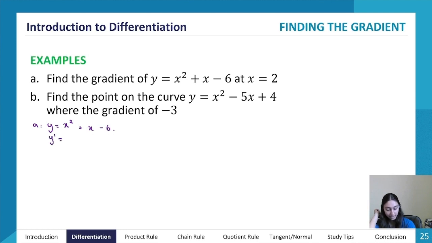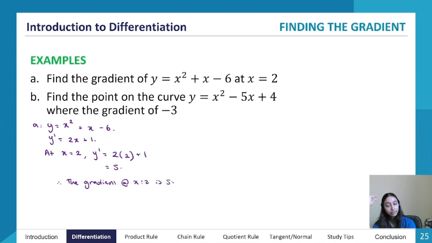Let's do y dash. Y dash will be equal to, so x squared, we're going to bring the 2 out the front, so 2x to the 1, so just 2x, plus x to the power of 1, which brings the power down and then subtract 1, so x to the 0, which will just give me 2x plus 1. And then the minus 6 disappears because we're Thanos. Okay, so at x is equal to 2, y dash is equal to 2 times 2 plus 1, which is 5. Therefore, the gradient at x is equal to 2 is 5. It's quite simple, right? Okay, I'm going to give you a minute or so to do B by yourself.